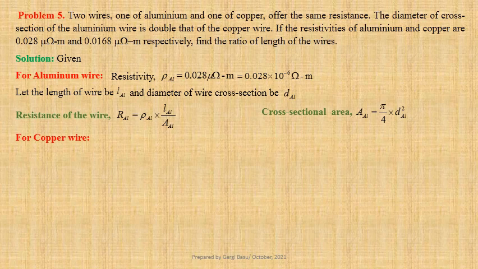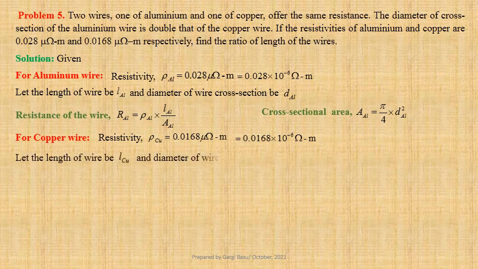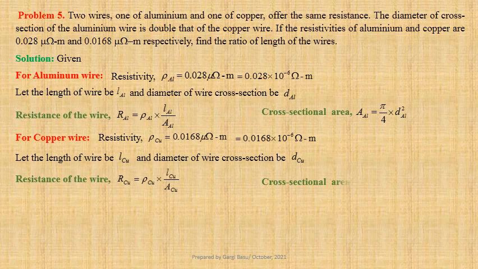For copper wire, given resistivity rho copper equals 0.0168 microohm meter, that is equal to 0.0168 into 10 to the power minus 6 ohm meter. Let the length of the wire be L copper and diameter of wire cross section be D copper. Now the expression for resistance of the wire R copper equals rho copper into L copper by A copper, and expression for cross sectional area A copper equals pi by 4 into D copper square. Let us now determine ratio of resistances.